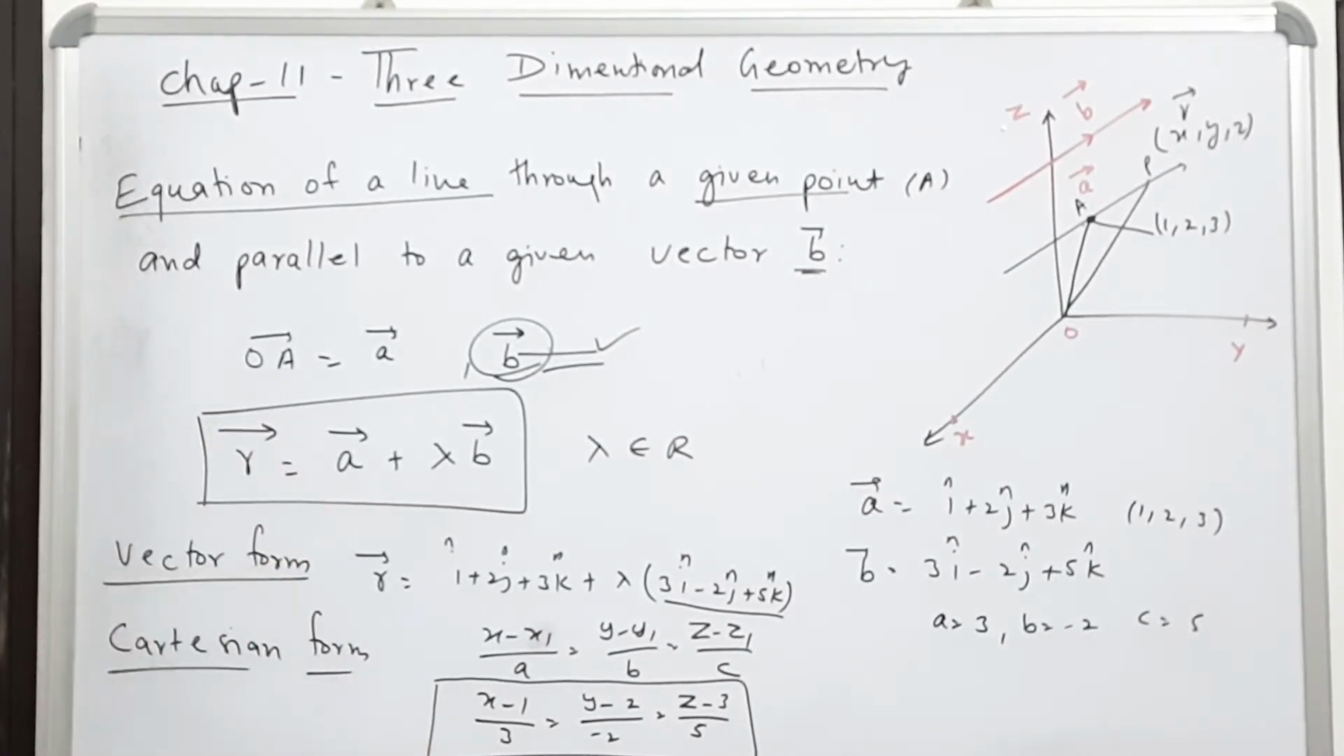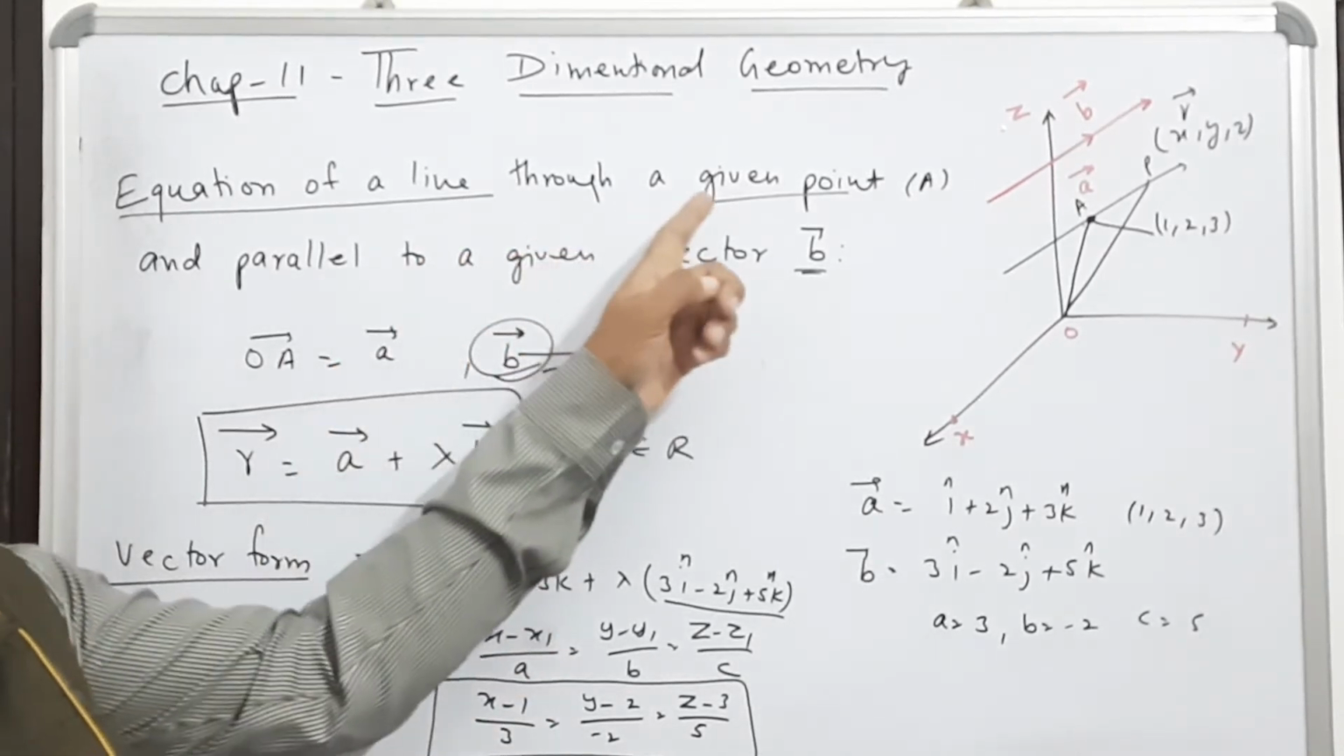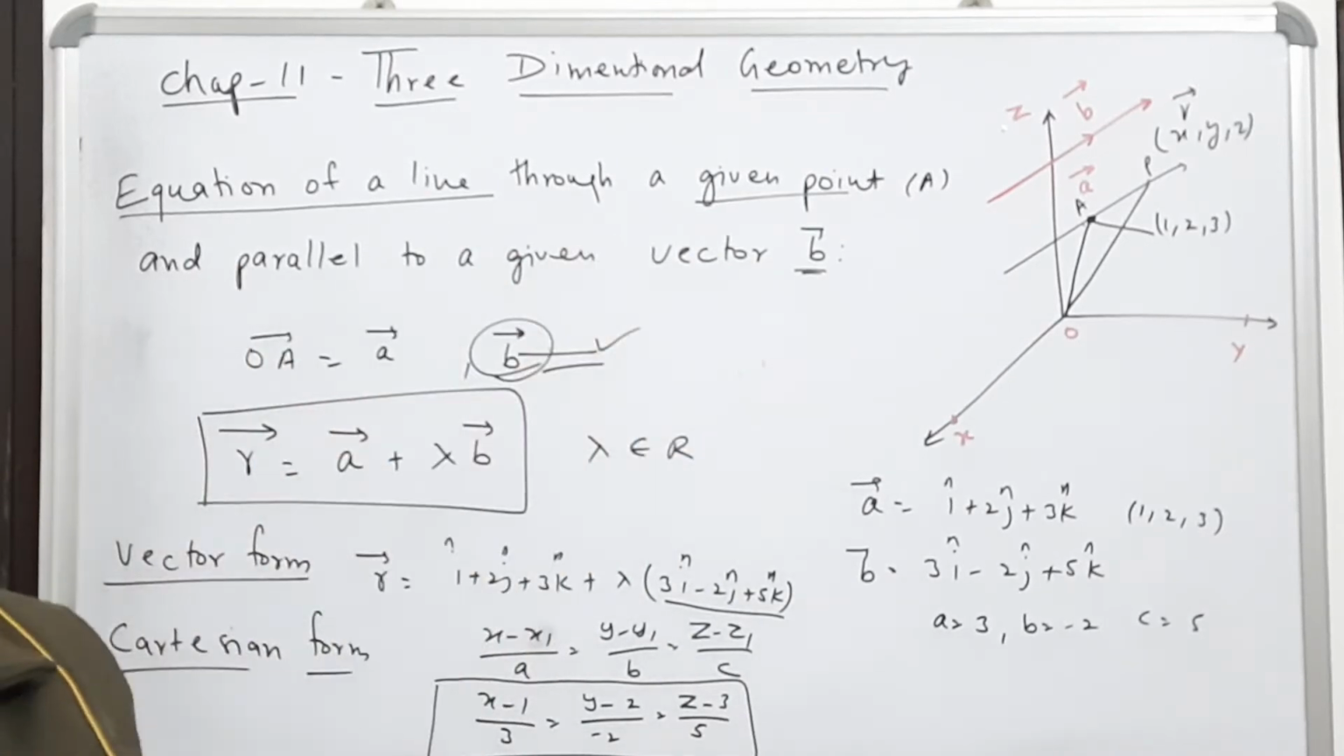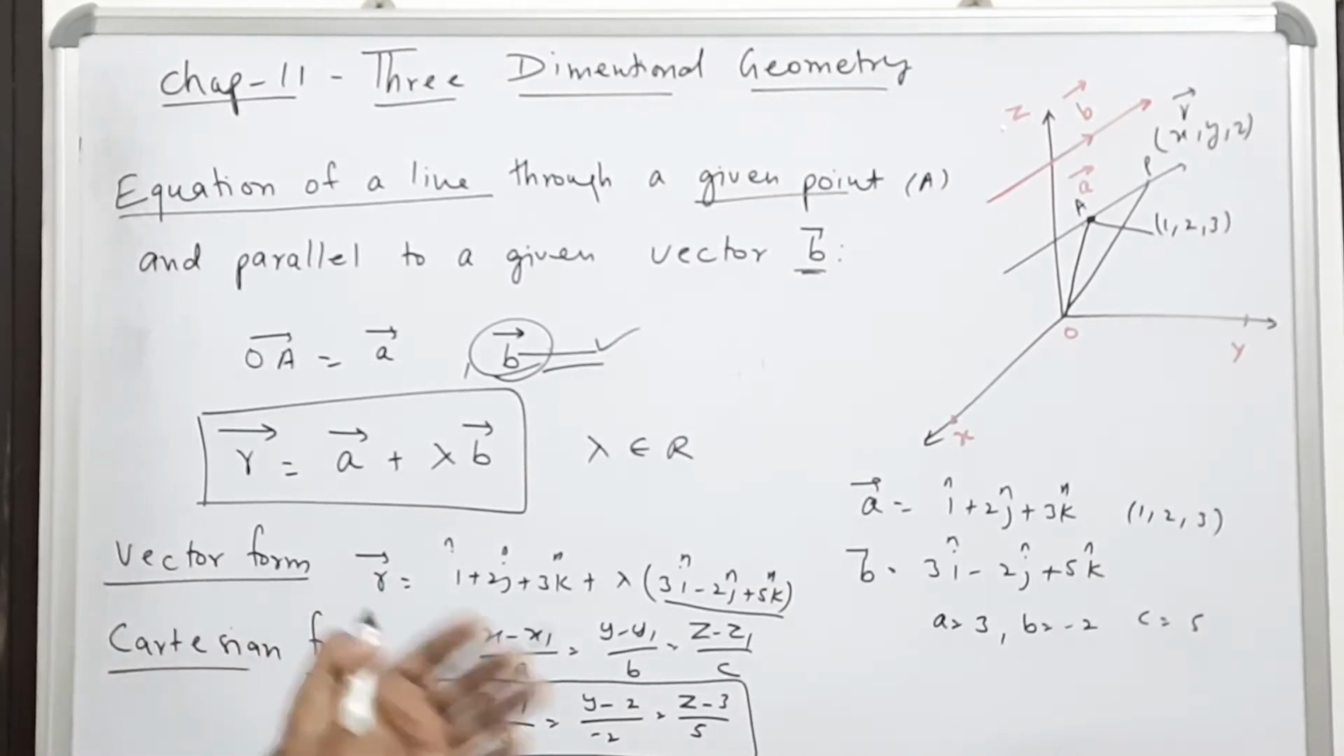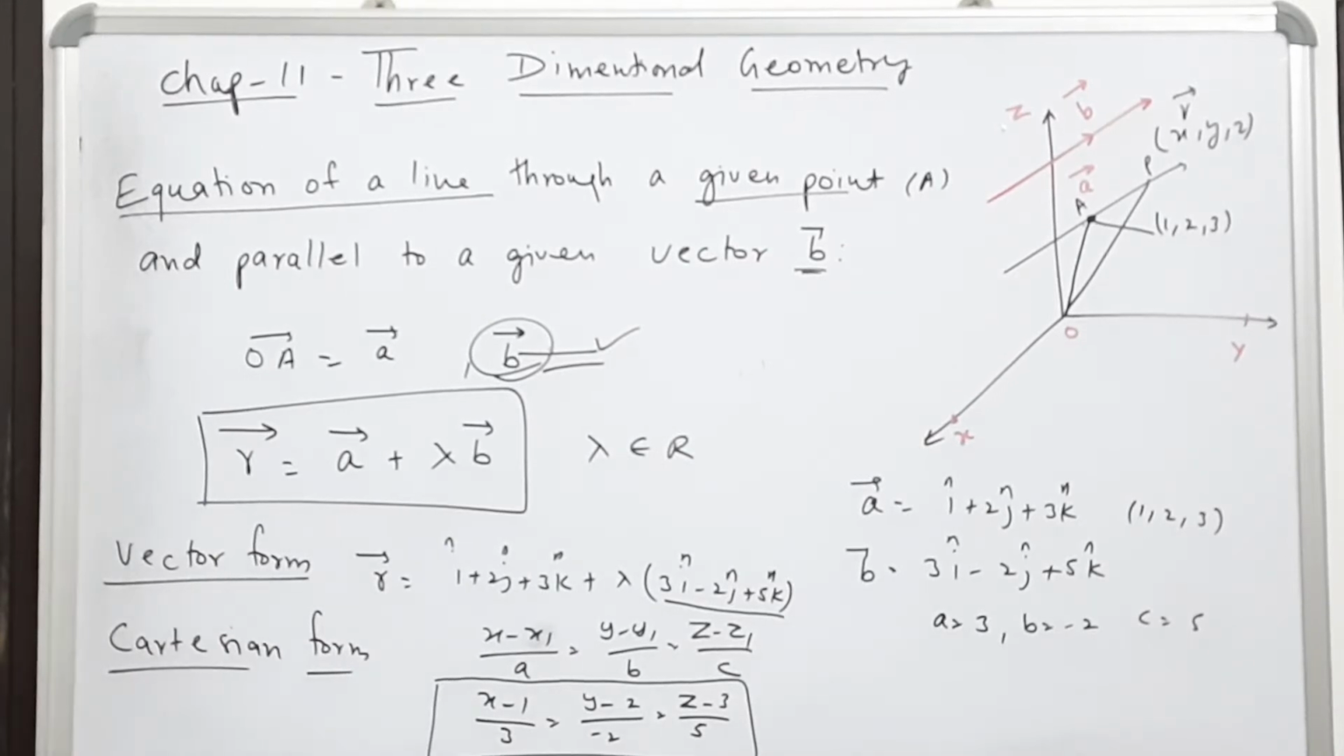There are two types of equation of the line. First is the line that passes through a given point and is parallel to a given vector, and the second form is the equation of the line which passes through two given points. That I am going to explain to you now. That is the next part.